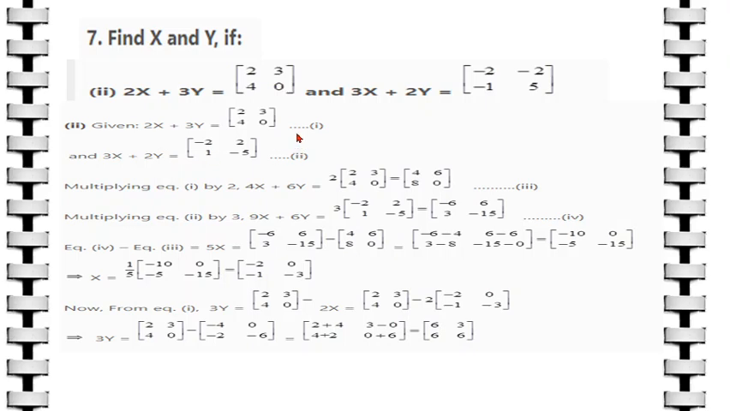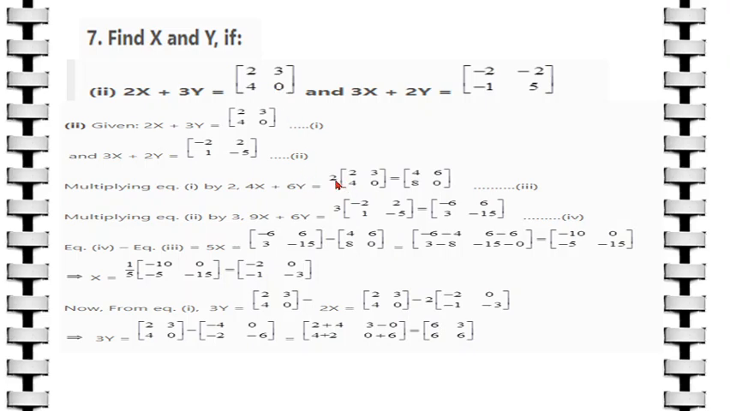Given two equations, numbered 1 and 2, we multiply equation 1 by 2 and equation 2 by 3 to make the coefficient of y the same. So this will be 4x plus 6y and this will be 9x plus 6y. Now we are multiplying equation 1 with 2, so we have to multiply the matrix on the right hand side also with 2.